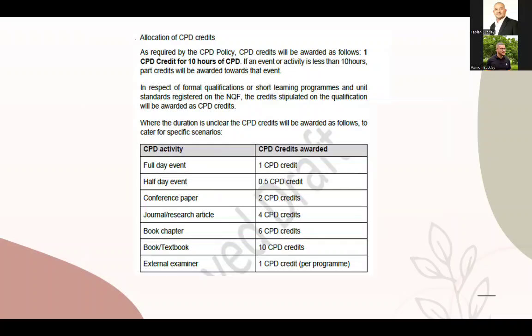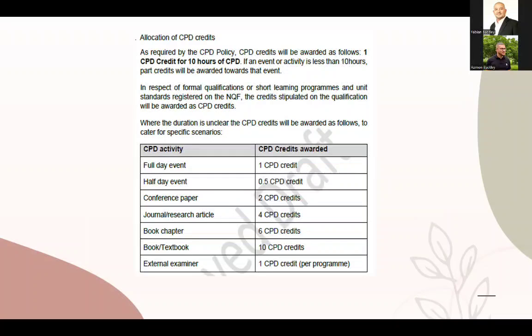If an event or activity is less than 10 hours, part credits will be awarded towards that event. So that's how they allocate you 0.35 and 0.50. So that means you are obviously not doing a full 10 hours, you're doing maybe 3.5 hours or 2 hours as an example. In respect of formal qualifications or shared learning programs and unit standards registered on the NQF, the credits stipulated on the qualification will be awarded as CPD credits.